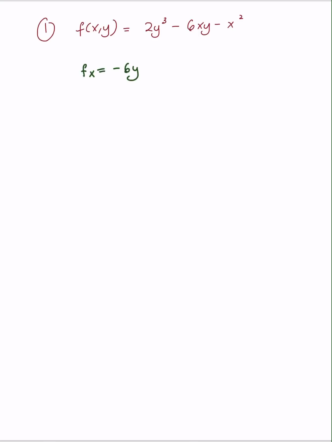6y minus 2x. Okay, so fy is equal to 6y squared minus 6x, isn't it? Okay, so next we need to equate fx and fy equal to 0. That is our next step.